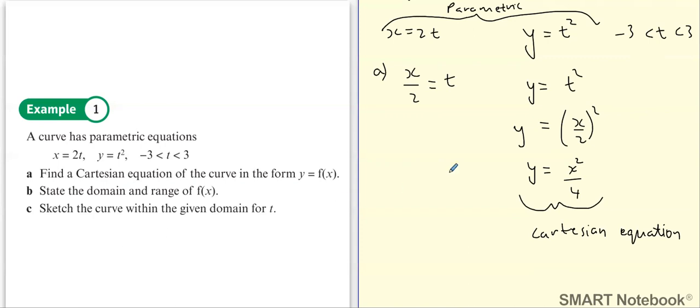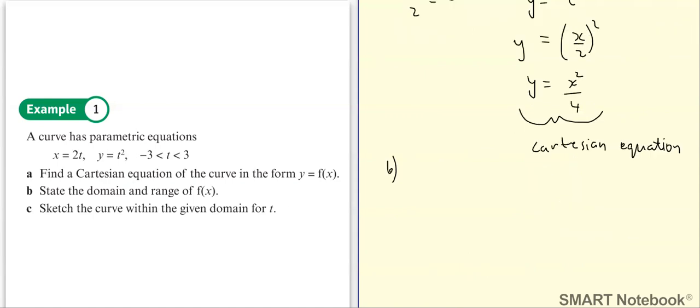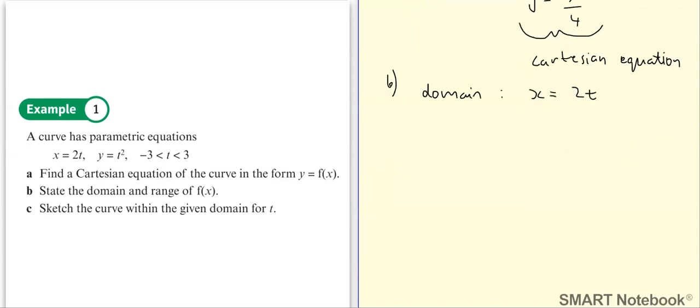Right, okay. So we understand that, and that's cool. Now, part B, we have been asked to state the domain and range of f of x. Right, this is very important. I see initially some students get confused with this, so I'm just going to take my time explaining it. When we're looking at domain, we are going to use the formula for x. We are going to use the formula x equals 2t. And we are going to use the restriction on t to help us work this out. So I'm going to write that underneath here.